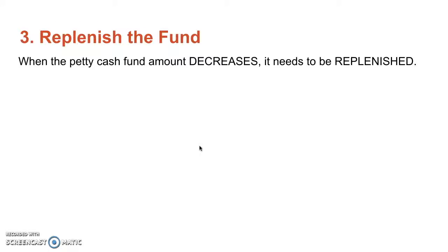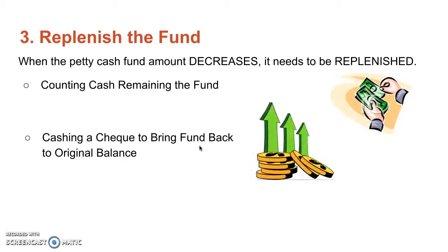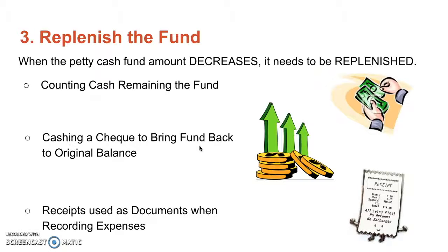This is done by counting the remaining cash in the fund and cashing a check that brings the total cash amount in the fund to the original balance. The receipts are then used as documents when recording expenses.